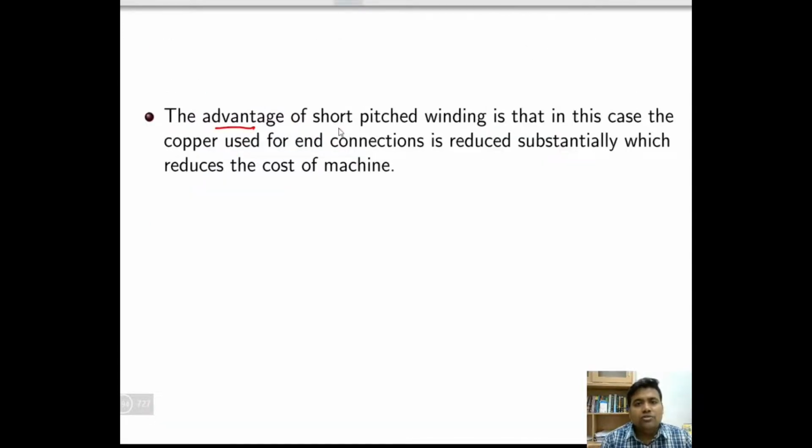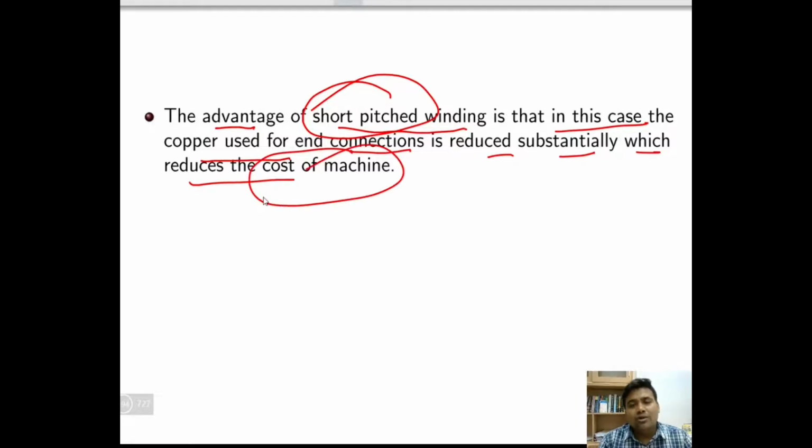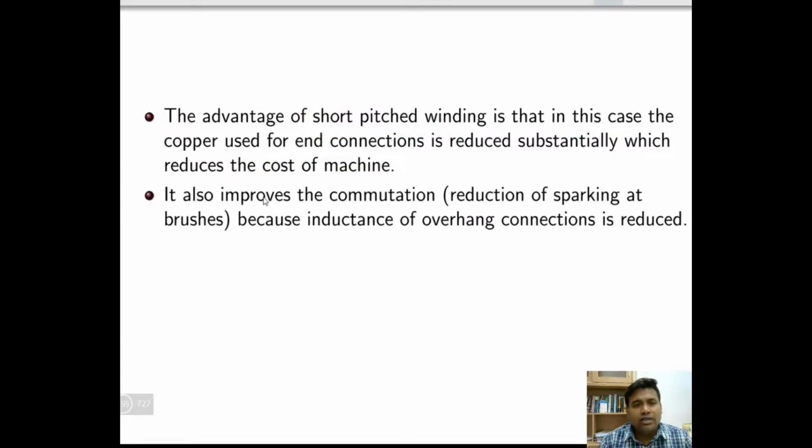Now, why do we use short pitch winding even though it produces less EMF? The advantage is that the copper used for the end connections is reduced substantially, which reduces the cost of the machine. Short pitch winding requires less copper, hence there is a saving of cost. It will also improve commutation, with reduction of sparking at the brushes, because the inductance of the overhang connections is reduced.